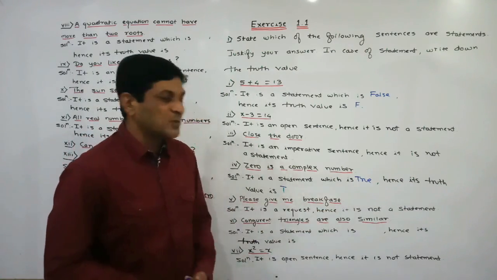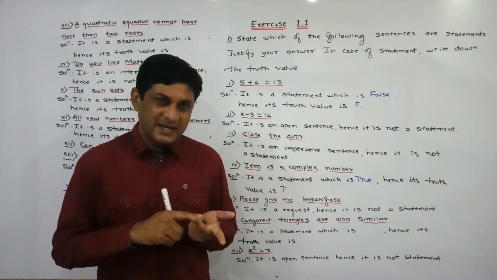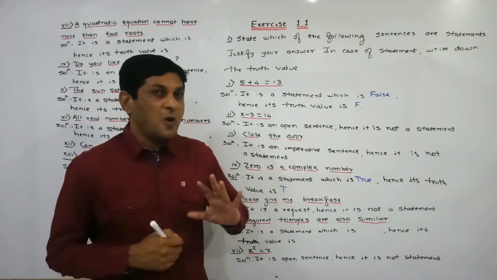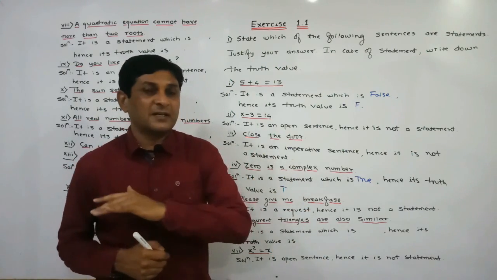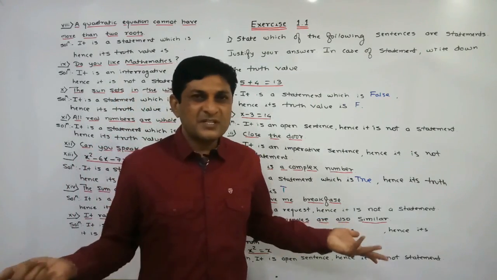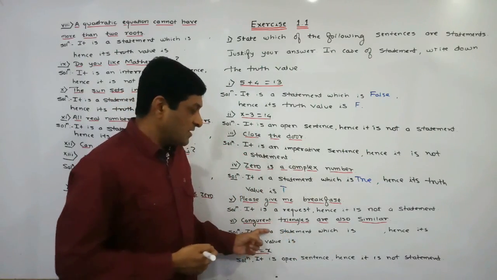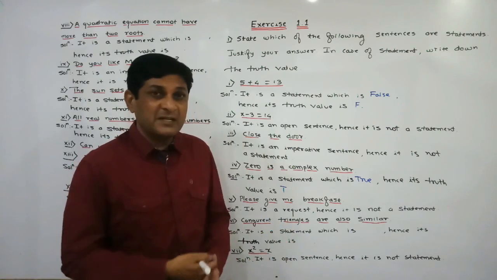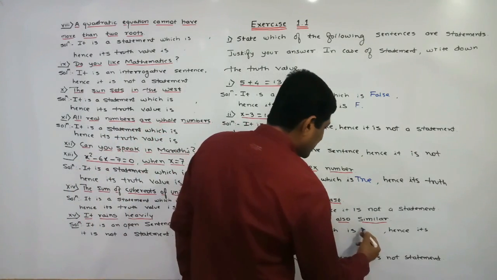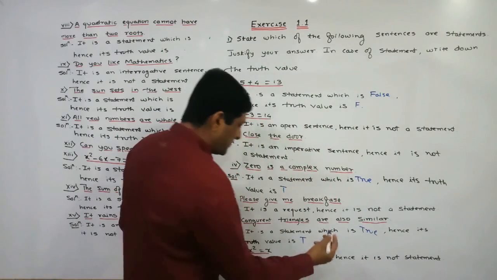Now see the sixth one. Congruent triangles are also similar. Already we have studied congruency and similarity of triangles in the 8th, 9th, 10th standard, in which we have seen that congruent triangles are similar, but similar triangles cannot necessarily be congruent. What is the definition of similarity? The shapes are the same, though the sizes may be different. Congruent triangles have shapes that are exactly the same. That's why congruent triangles are similar. So it is a statement which is true, and since it is true, its truth value is T.